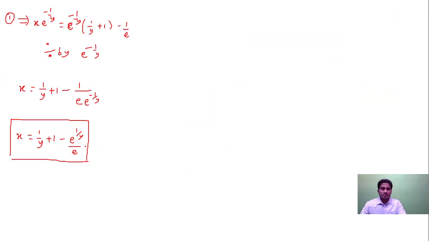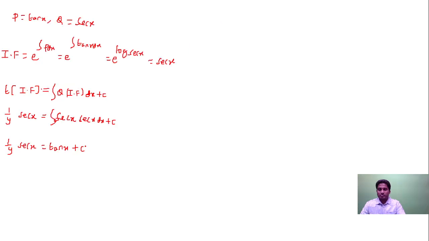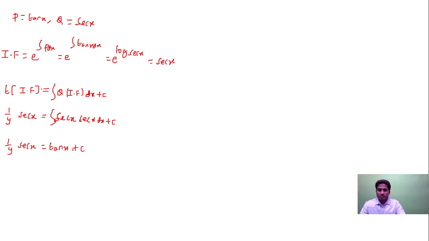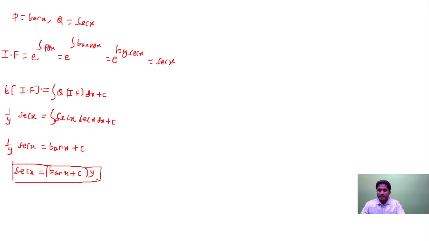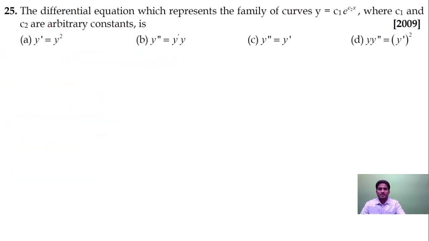Any other boundary values? No, I am supposed to find out which of the following is true, right? So if I cross multiply, you will get sec x is equal to tan x plus c into y. That's our answer, guys. Question number 24. Sec x is equal to tan x plus c into y. Answer is option E. Right, let's move to the next question.